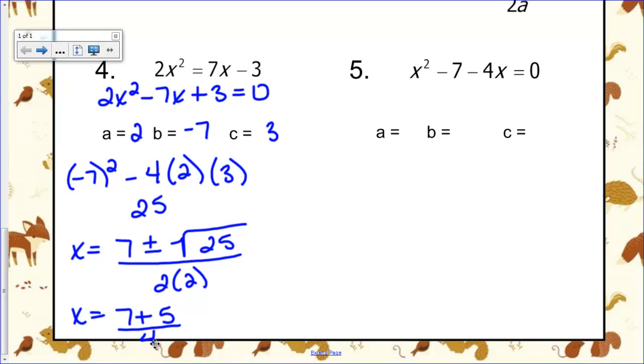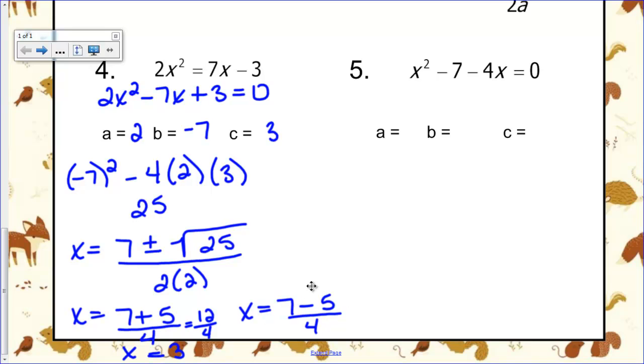So I'm going to do 7 plus 5 divided by 4. Then for my other solution, I'm going to do 7 minus 5 divided by 4. And I will just find out what each of these equals. 7 plus 5, if I do that math, becomes 12. And 12 divided by 4 makes 3. So my solution for this one is x equals 3.